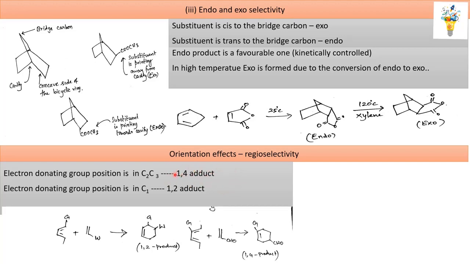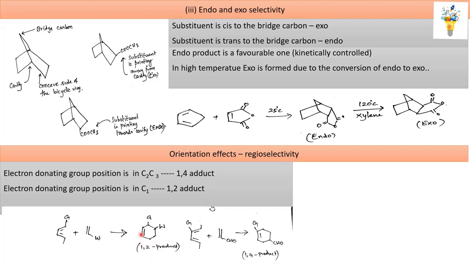When you get the 1,4 adduct, the substituent group, the electron donating group, is present at C2 or C3. When the electron donating group is at C1, you get the 1,2 adduct. So this is an orientation effect, or regioselectivity. See, in butadiene, the terminal carbon, the first carbon C1, has the electron donating group. So what is the product you get? The 1,2 product. Okay, the 1,2 substituted cyclohexane product is obtained.